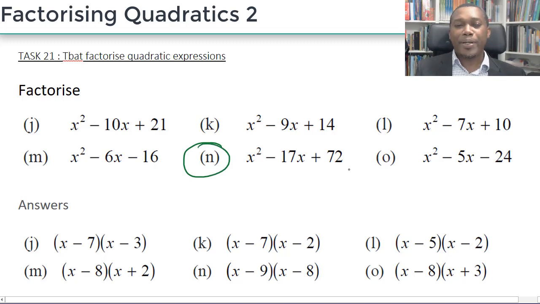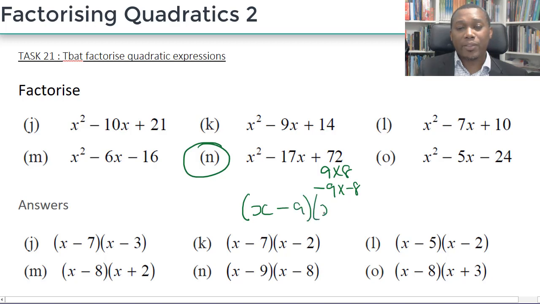Because of the big numbers, you're thinking 9 and 8. 9 times 8 will give you 72, but you want to get negative 17, so minus 9 and minus 8. When you multiply the 2 negatives, you get 72, and when you add them, you get minus 17. Your format is x minus 9, x minus 8. So that's where that was coming from. Minus 8 minus 9 is minus 17.